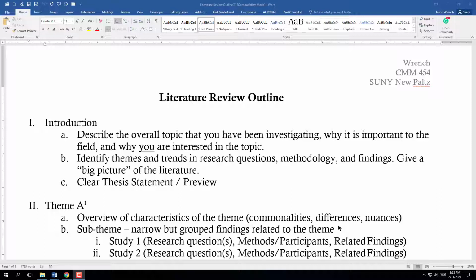So the first thing I have in front of me is what I call the literature review outline. And basically the literature review outline is pretty much exactly what it sounds like. It's kind of a general idea about what a literature review looks like.